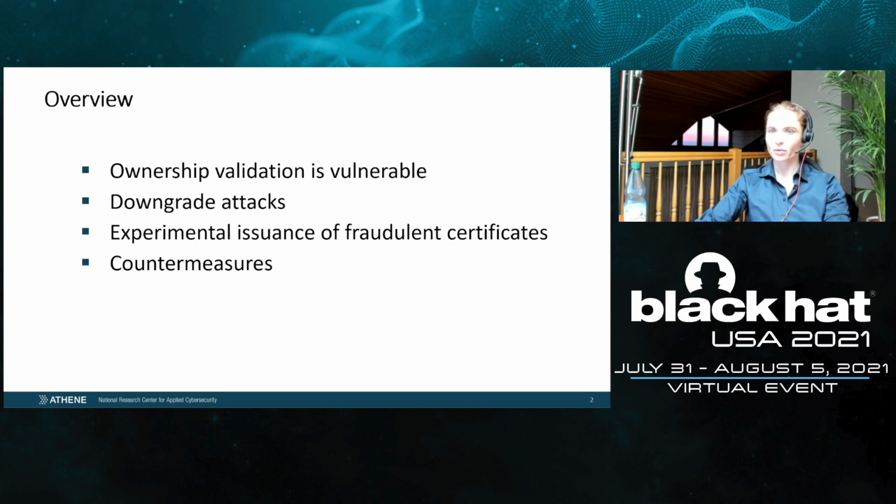I will show you how these two observations can be used to launch downgrade attacks, which can then be exploited for issuing fraudulent certificates. So let's quickly look at ownership validation over domains, focusing on the most popular procedure for verifying ownership over domains. We then move on to explain the downgrade attacks against domain validation, and we'll show you our two-sided experimental evaluation for issuing fraudulent certificates, and finally we discuss countermeasures.